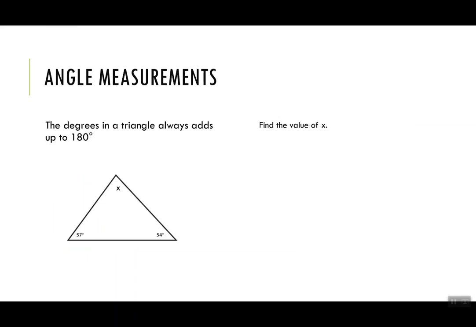So let's look at solving for some angles. So in this first example, I have a triangle, and I can see that I have 57 as one of the angles, I have 54 as the other angle, but I'm missing the third angle, so we're going to call that x, and we're going to try to figure out what that is. So how we go about that is we look at, if I add 54 plus 57 plus whatever x is, I should get 180.